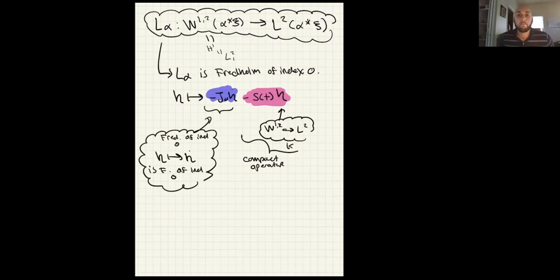But the fact that the operator is symmetric tells us that the eigenvalues, the spectrum, will be totally real. So let me write some facts about the spectrum. The spectrum of L alpha is a discrete subset of R. It's entirely eigenvalues.